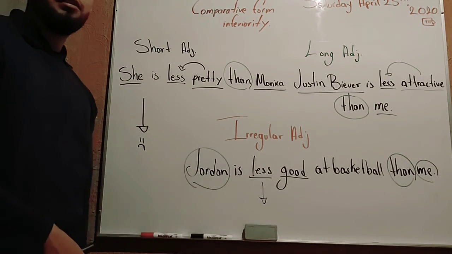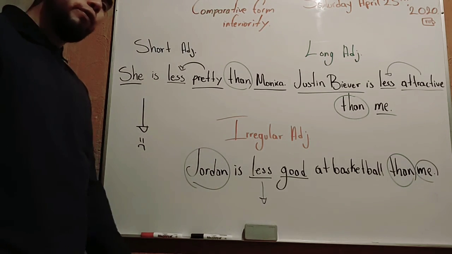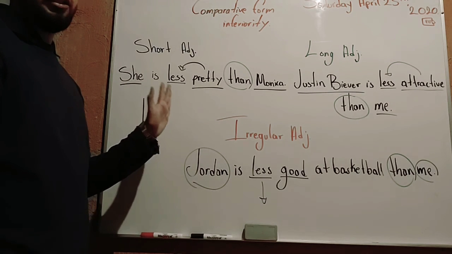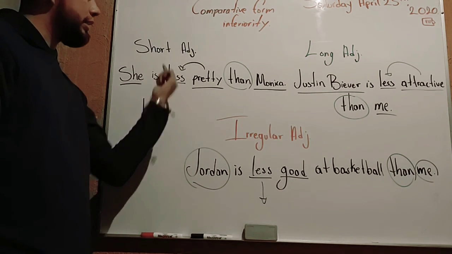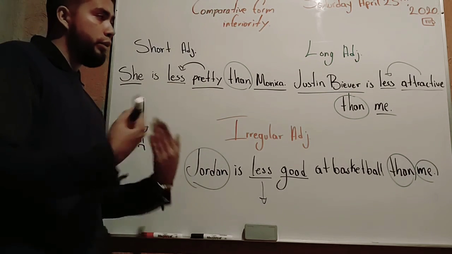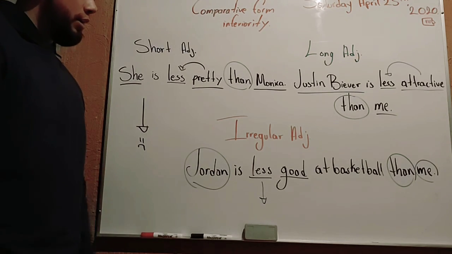So this is it. This is the introduction or the explanation of comparative form for inferiority. So, as you can see, you will have to add less before your adjective between the comparisons. Is that clear? Okay, let's continue.